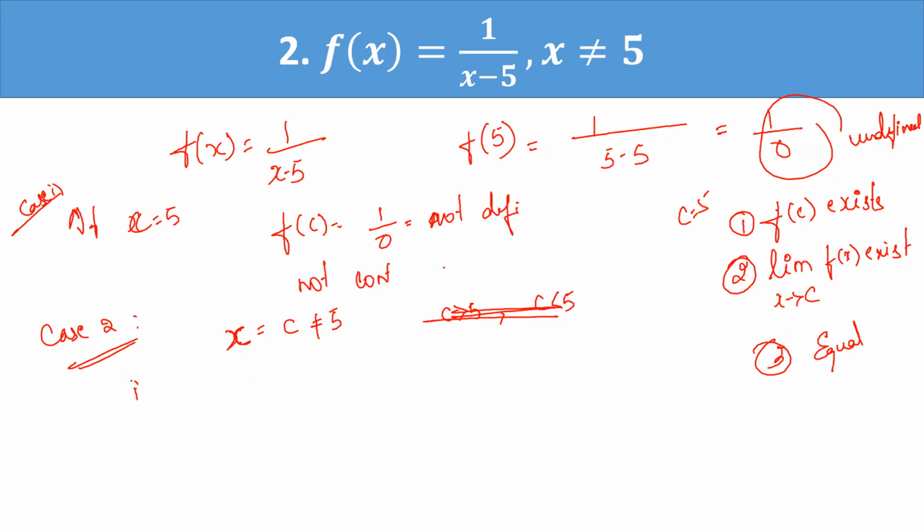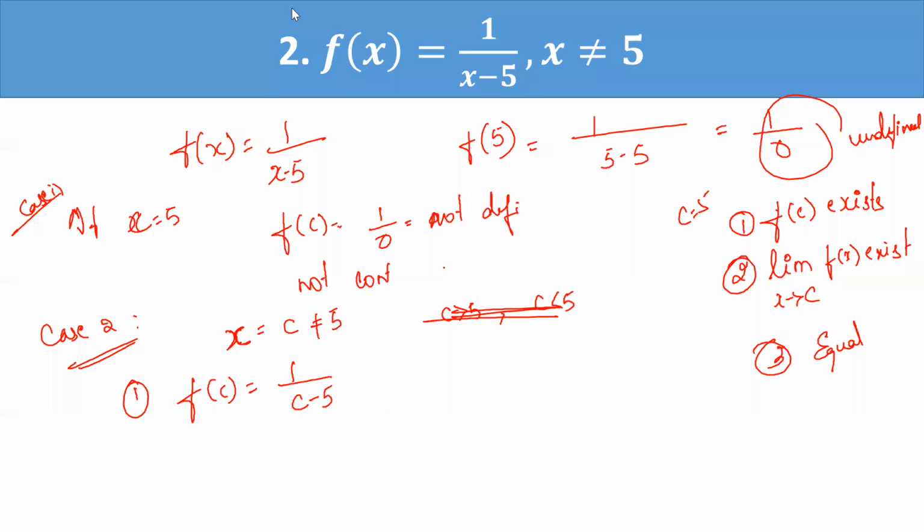So what happens? The first condition is f of c. What is f of c? 1 by c minus 5. Clearly 1 by c minus 5 is well defined. Why, students? Can anyone tell me why it is well defined?